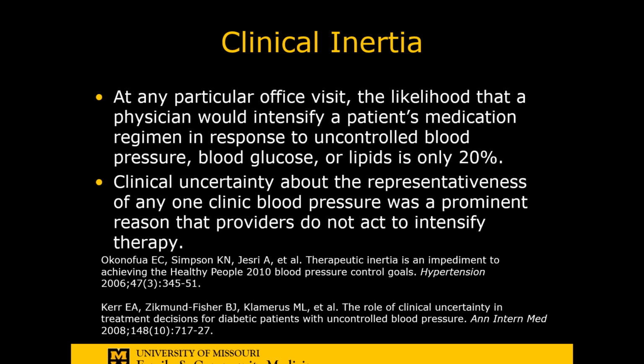That's horrendous. But clinical uncertainty about the representativeness of any one clinic blood pressure is a prominent reason that most providers don't intensify therapy. So why is it that we don't trust the blood pressure when we do it with the correct technique in the clinic? There's always a negotiation about whether this really represents what is going on with the patient in all the rest of their life. And the patient says, Doc, at home, my home blood pressure monitor, I'm 130/75. I'm not getting 150/90 like you are getting here. And in fact, when that patient brings their blood pressure monitor into the office, they measure 150/90 in the office because they're having white coat hypertension.